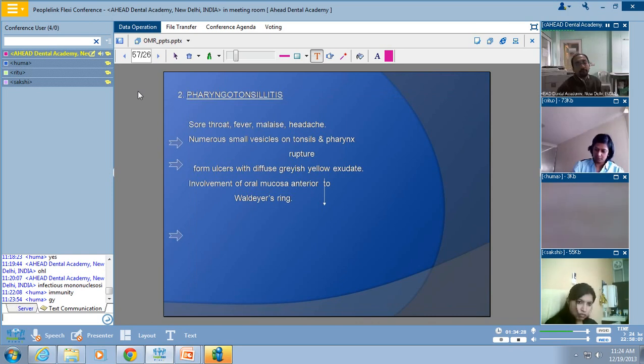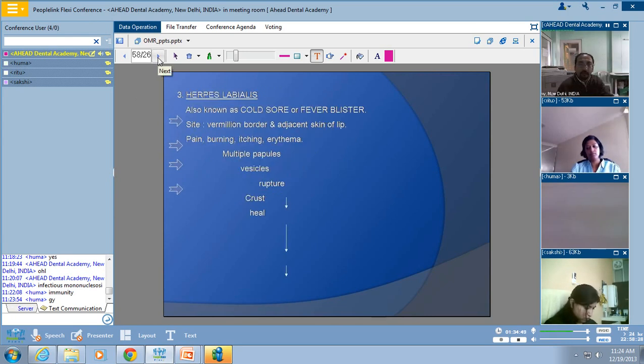This will lead to an aggravated condition of pharyngotonsillitis, in which we have sore throat, fever, malaise, headache, and all these conditions. Now, what are the MCQs commonly asked in patients with primary herpetic gingivostomatitis? The questions commonly asked are: when do we treat these patients? How do we treat them? Can steroids be given in patients with herpetic gingivostomatitis or not? Yes or no?